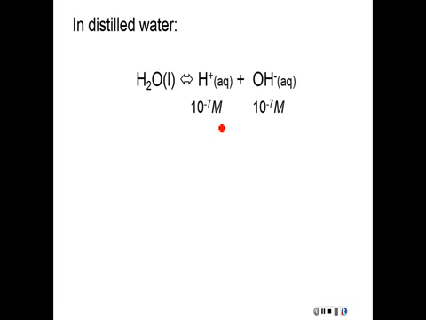Now in distilled water, these are the molarities of them. 10 to the negative 7th moles per liter, which is really small. 10 to the negative 7th would be 1/10 millionth of a mole per liter. That's really, really small. Now we're going to use brackets around formulas to mean molarities, so we don't have to write that in anymore.